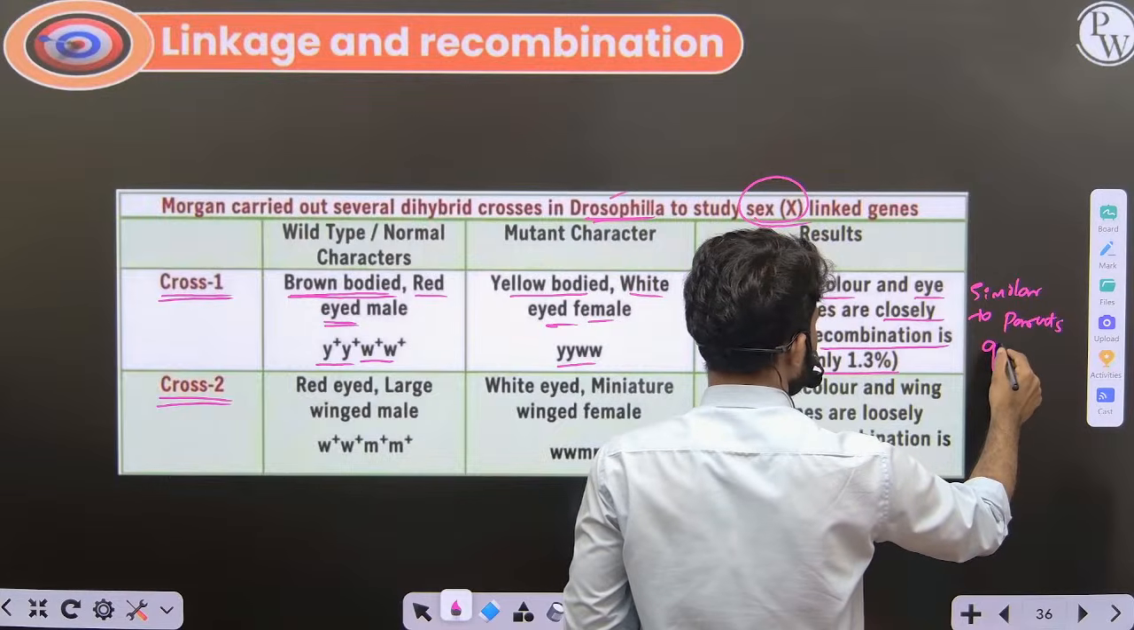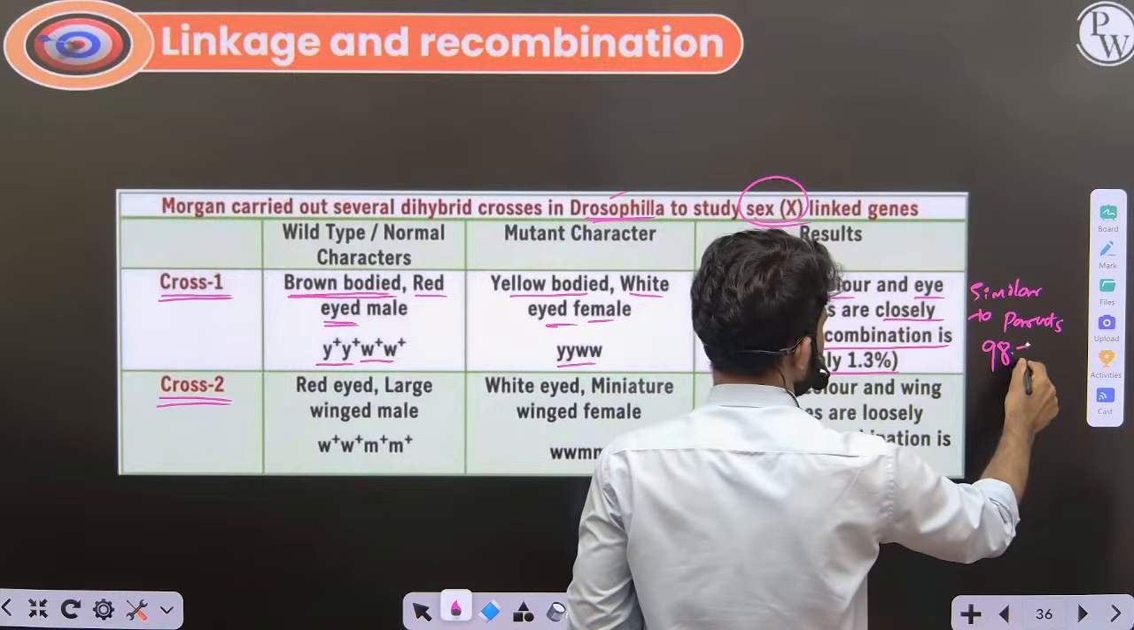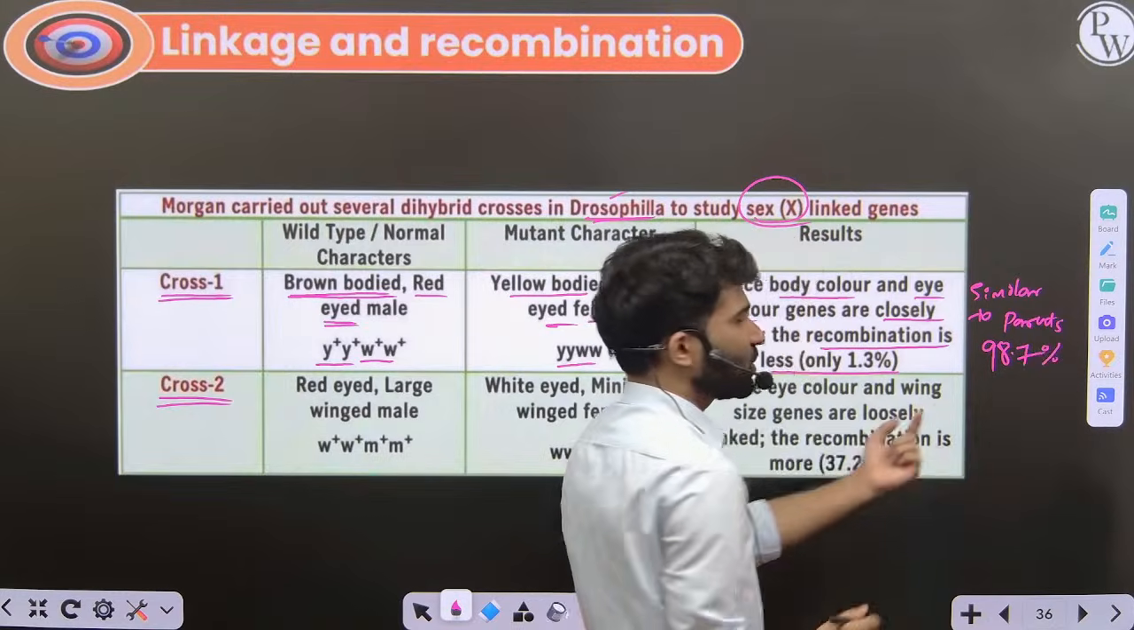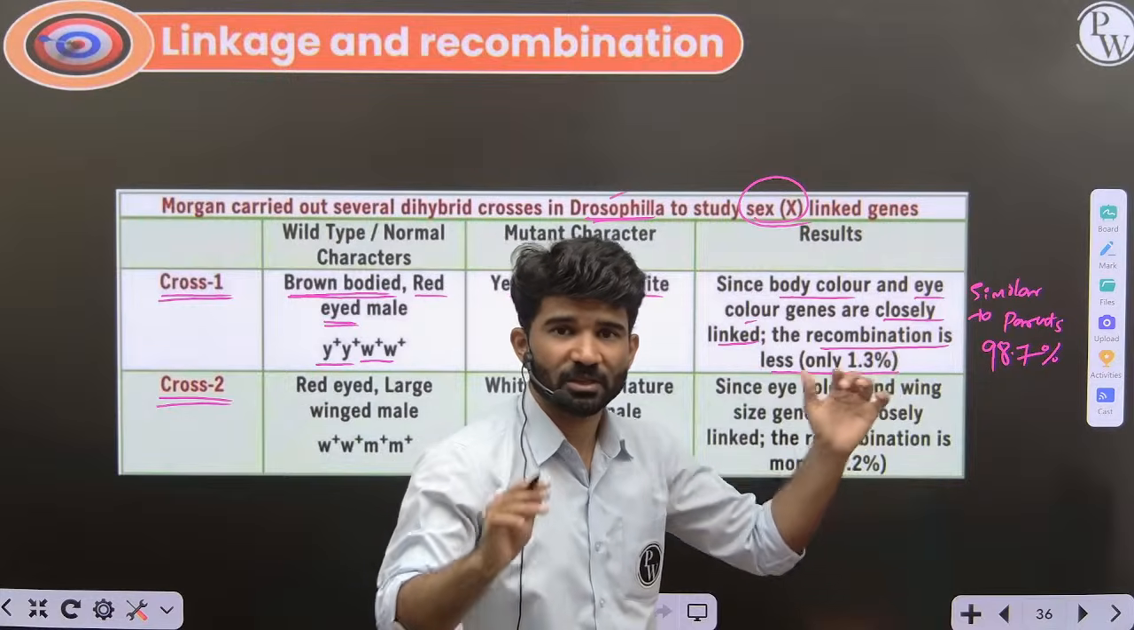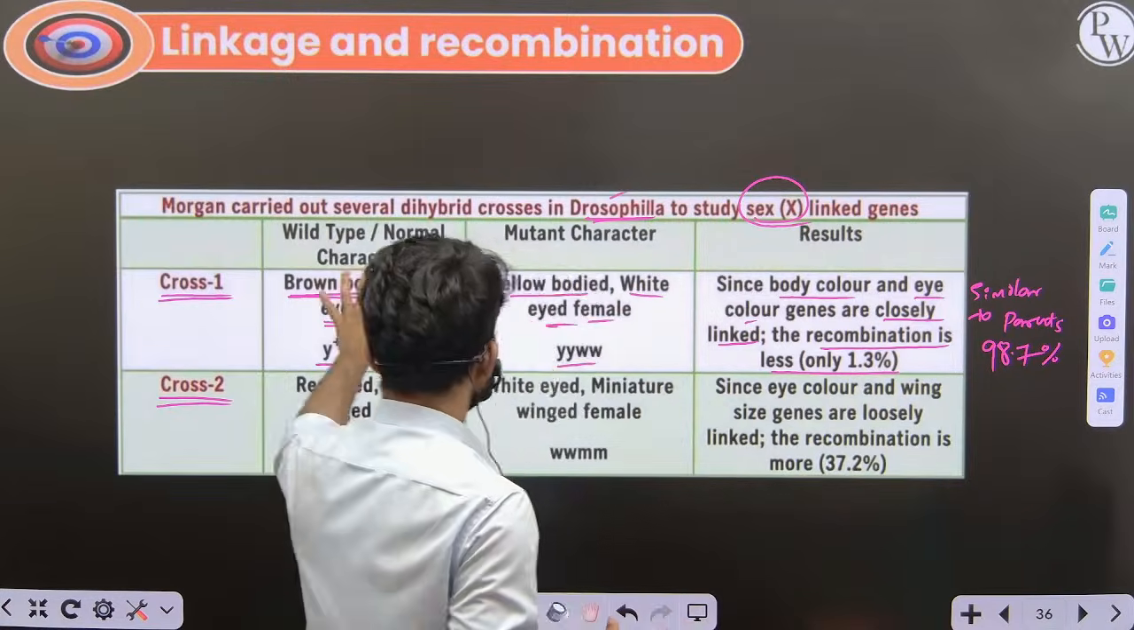98.7% are similar to their parents. Only 1.3% variation. Only 1.3% recombination has taken place in this crossing.